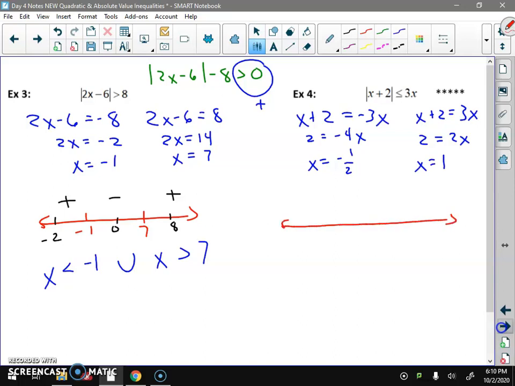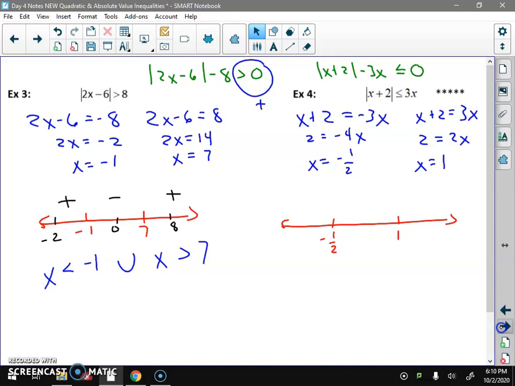Again, that's what practice is for, folks. Get this down. Understand the concepts. Go back to green. I'm moving that 3x over. X plus 2, absolute value, minus 3x is less than or equal to 0. I know what you're thinking. Less than or equal to 0 means you're going to take the negatives at the end. Not yet. Give me a number. -2. I love 0. +2.